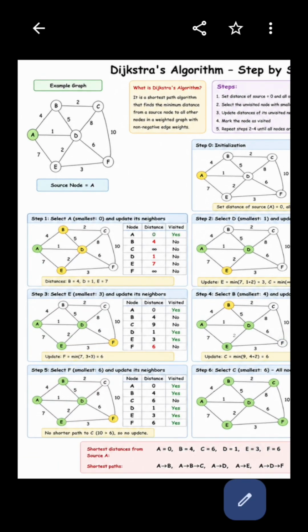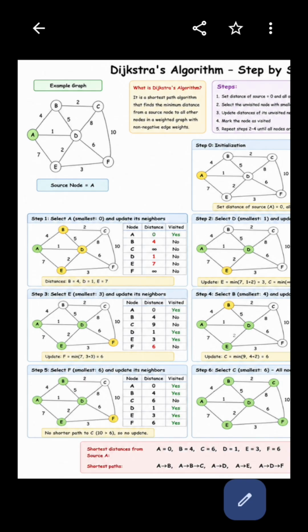In step 5, we are going to find the distance of F. The distance of F from C to F is 10. So let's find other possibilities. From A to F, the distance is 1 plus 6 is equal to 7. From D to F it is 6. So that is the smallest distance as we can see in the graph. So we are marking the distance of F as 6 and visited as yes.